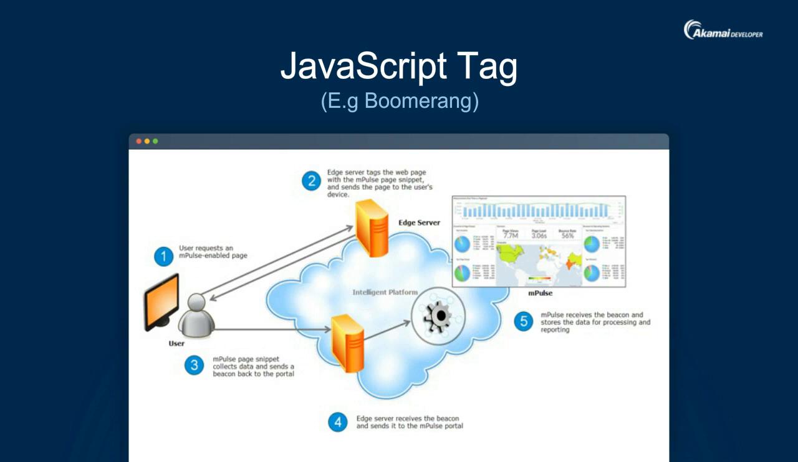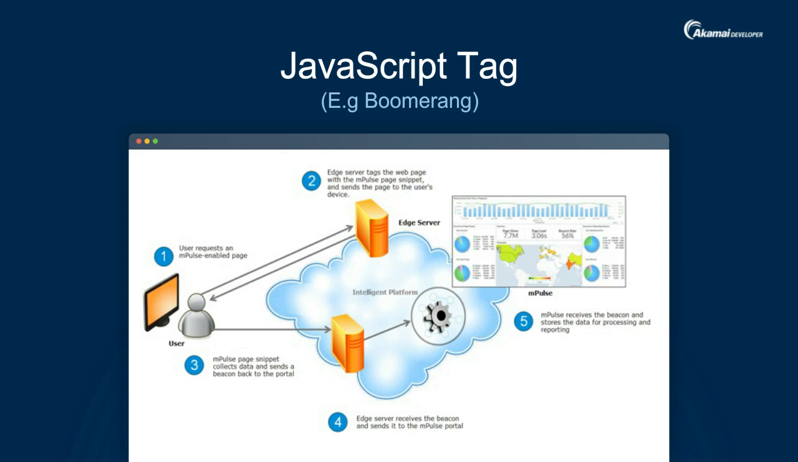Let's talk a bit about how Boomerang in particular works. And this flow would also be similar for other types of JavaScript tags that RUM providers may be using. So first, a user requests an Impulse-enabled page. And at this point, in the graphic here, you'll see it's number 2, it talks about the edge server inserting the tag. And this is typically how we do it here at Akamai. But the page could also already have the snippet in it because it's been added to the source code, or it could be inserted via an external third-party tag manager as well.